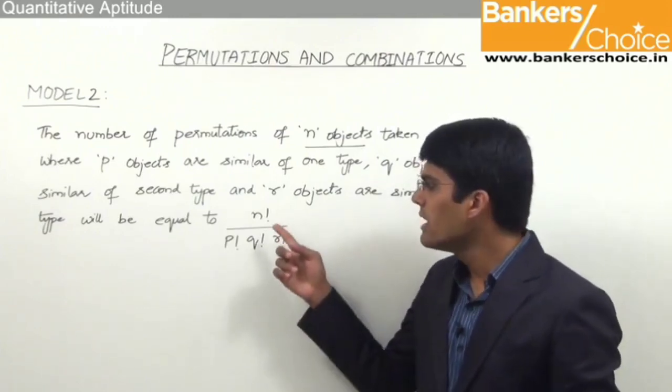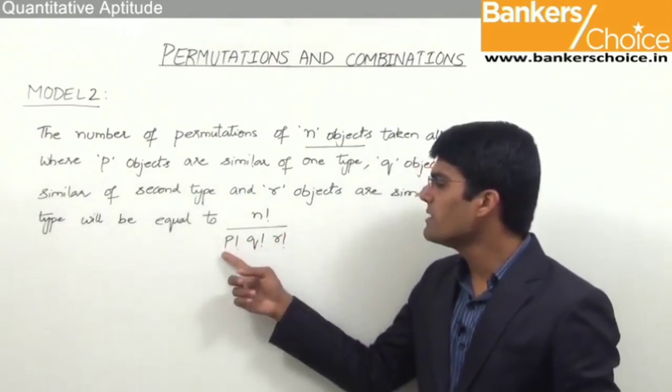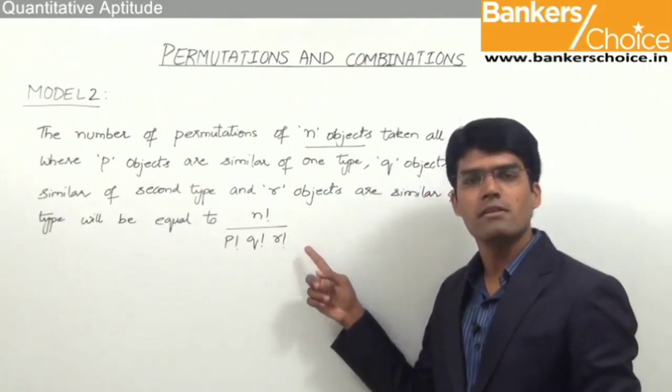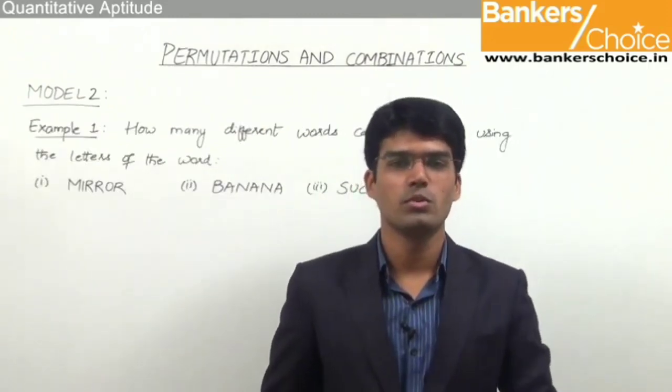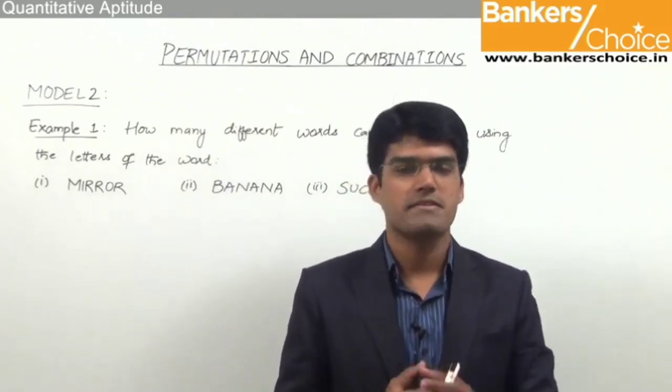So there again, accordingly, the answer will be n factorial divided by p factorial into q factorial into r factorial into s factorial, and so on. Let us now take the first example from model 2, which is based on permutations of similar objects.